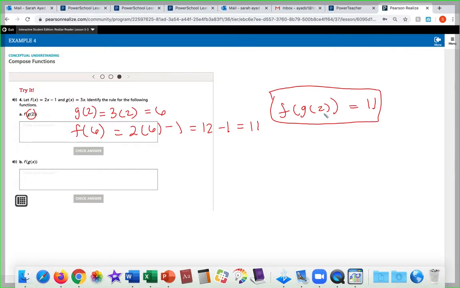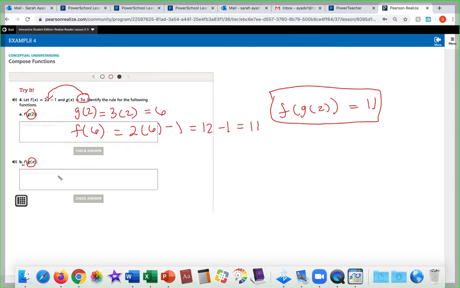Just keep in mind, this is the same as plugging g in for x into f and then taking out the x and plugging in a 2. Same thing. So here, I want to take the function f, and instead of x, I'm going to put in g of x. The one on the inside is the one that I am putting into the one on the outside, right?